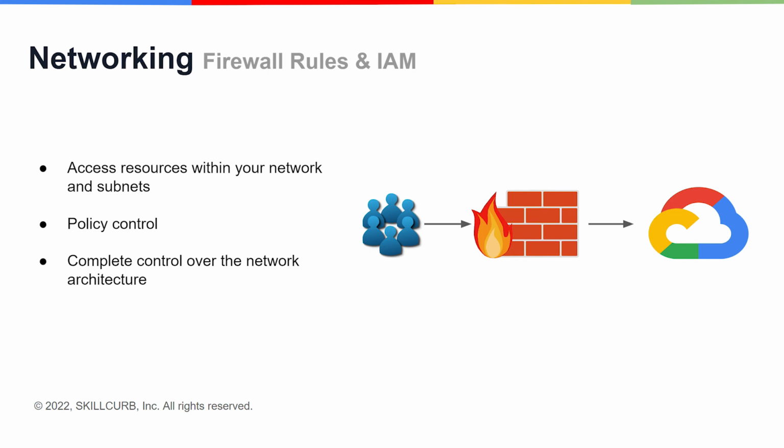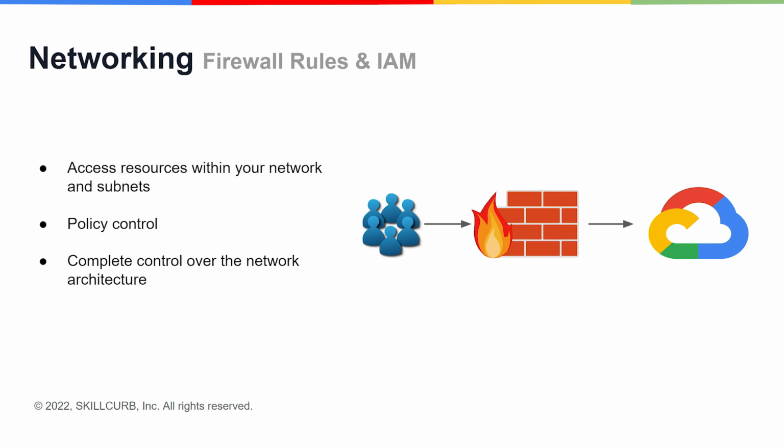For now, all you need to understand is that you can control the traffic that is both coming into and leaving your network and subnets. With firewall rules, you can set very specific conditions on the type and flow of traffic to your VPC. With IAM, you can set granular policies that will allow you to practice the principle of least privilege.